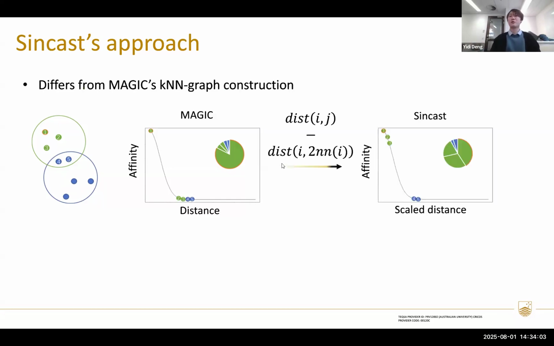So the Sincast approach is actually very simple. For each cell, we just subtract the cell's distance to its second nearest neighbor. By doing so, when we apply the Gaussian kernel function, we're focusing on cell 1's local connection, but we still keep the influence of distal cells minimized. So it ensures that cell 1 is at least closely connected to one of the cells, right? So that's one way that people solve the curse of dimensionality.